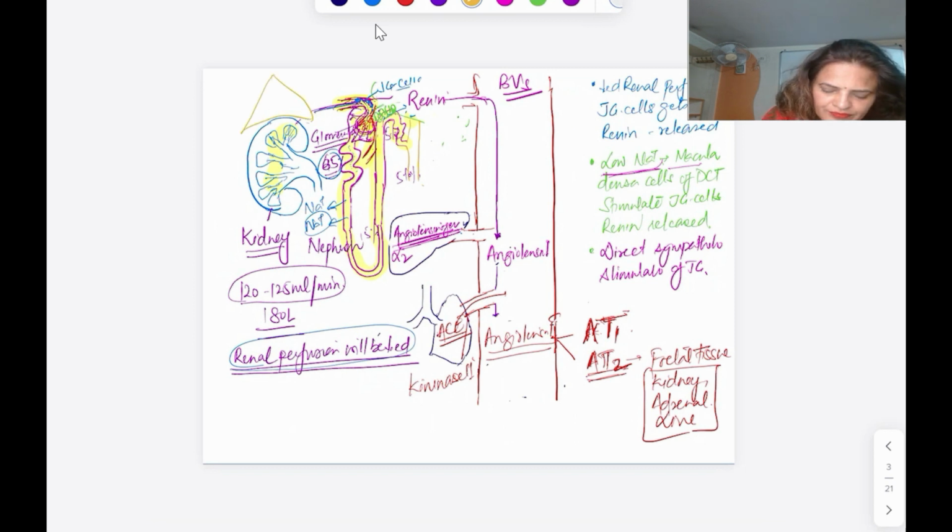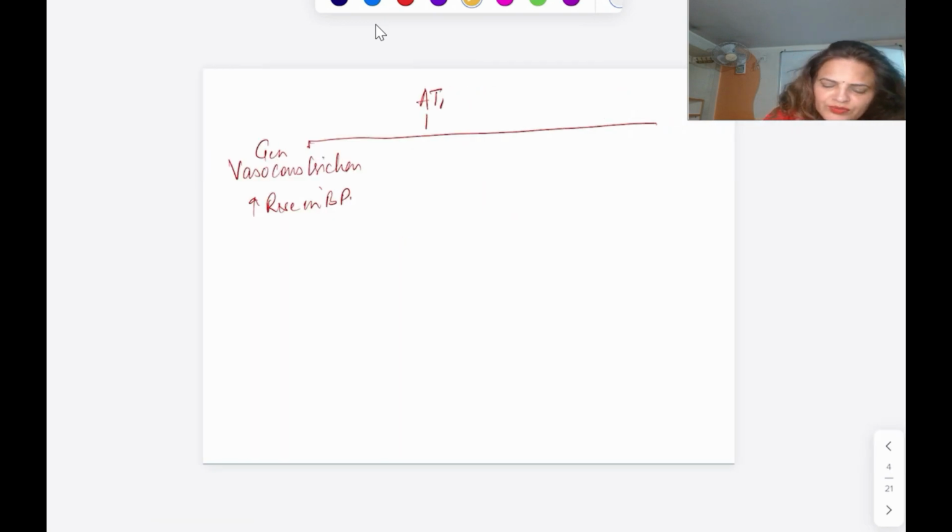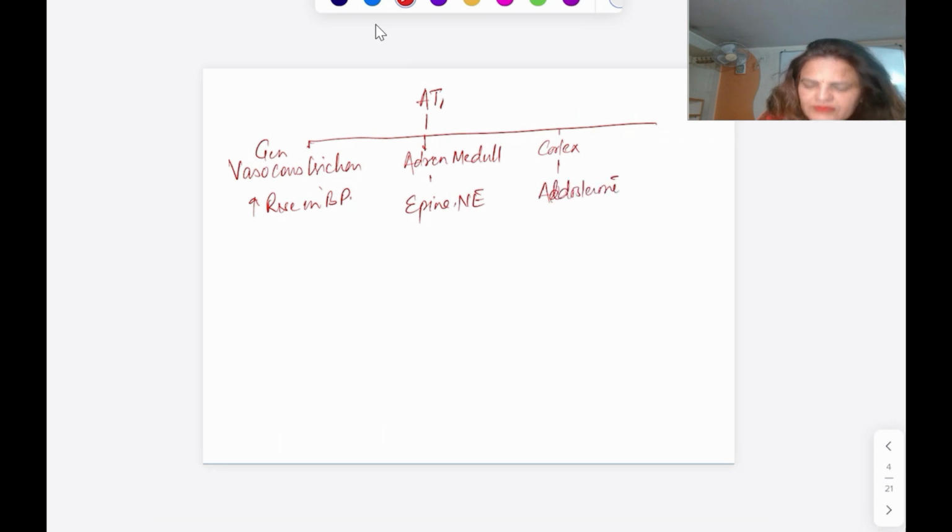Then another important site is that it is also going to act on the adrenal gland, on the adrenal medulla. The AT1 receptors are there, and in the adrenal cortex. By activating the adrenal medulla, there will be the release of both epinephrine and norepinephrine. Then on the adrenal cortex, there will be secretion of aldosterone. This also causes a vasoconstriction.